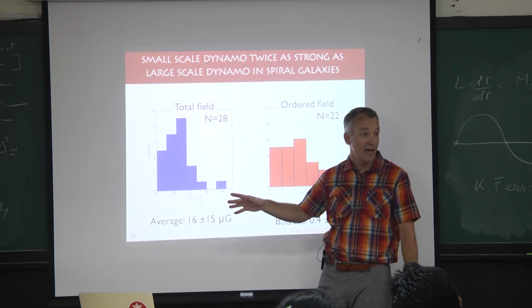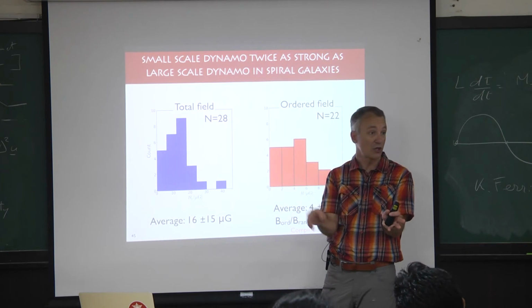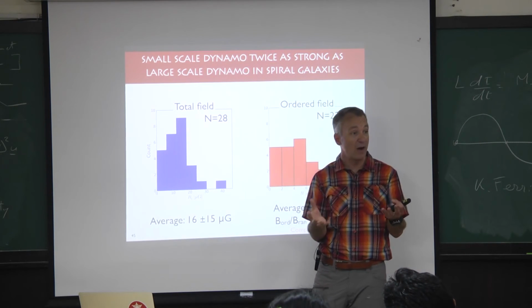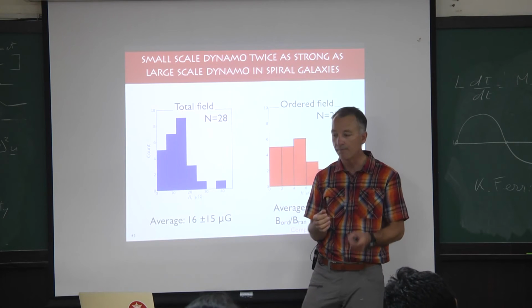There's a large-scale dynamo because we observe this great structure, the spiral rings and so forth. But at the same time, there's almost certainly a very strong small-scale dynamo working. Okay?